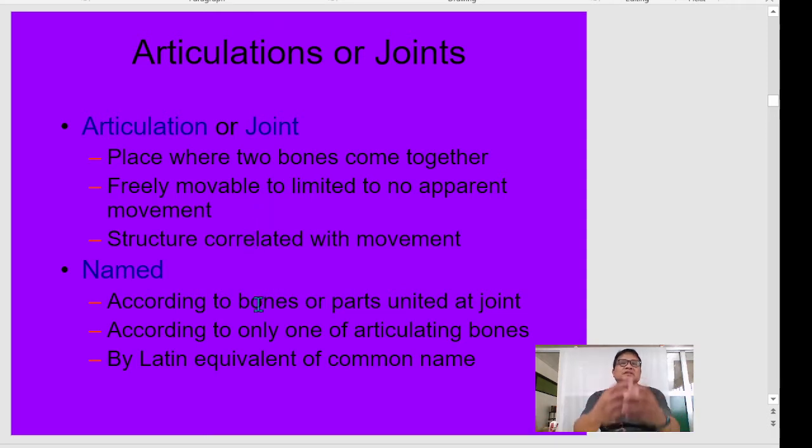Good morning, everybody. Today is our class in anatomy, and we're going to continue our discussion regarding the introduction of anatomy. So let's start with talking about the articulation or joints. Now, as I mentioned last time, an articulation or joint is a place where two bones come together.